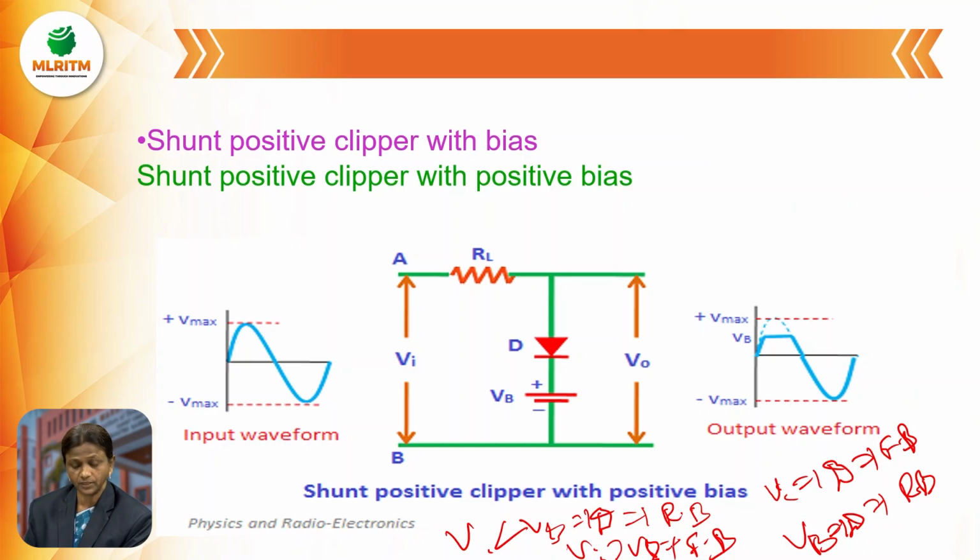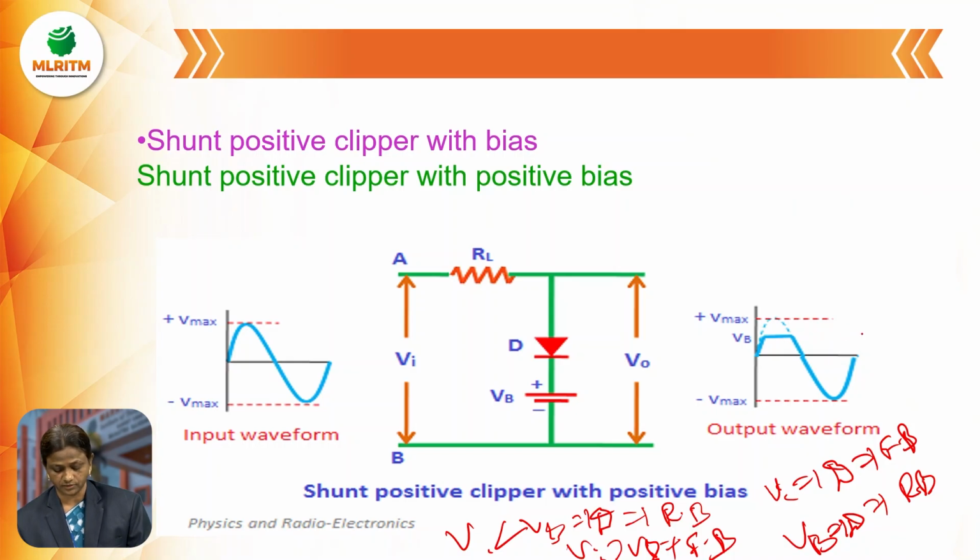Whenever VI is greater than VB, the diode is in forward bias. But in shunt connection, when the diode is in forward bias, the corresponding output equals 0. In this circuit, during the positive half cycle, VA is less than VB. Here the biasing voltage is a positive voltage, which is why the reference voltage is considered above the x-axis. This is the VB line, or reference voltage line.